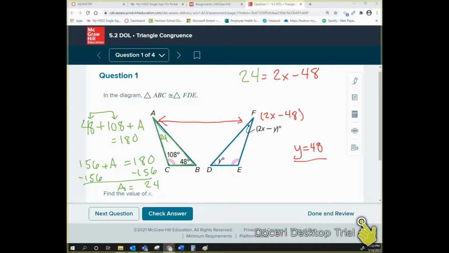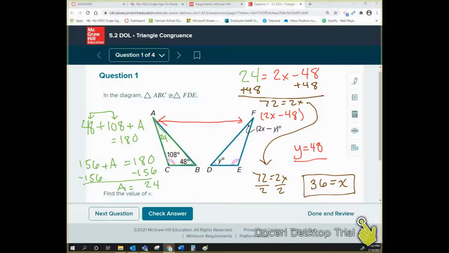Now we solve. Add 48 to both sides, and I get that 72 is equal to 2x. Now I divide both sides by 2. I'm going to scoot down here. 72 is equal to 2x, divide both sides by 2. And I find out that 36, which is 72 divided by 2, is equal to x.